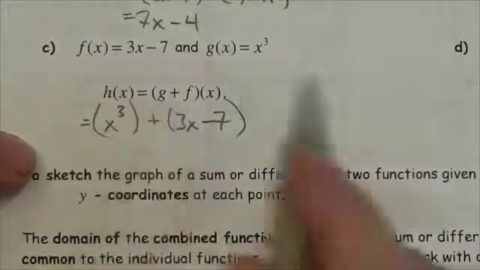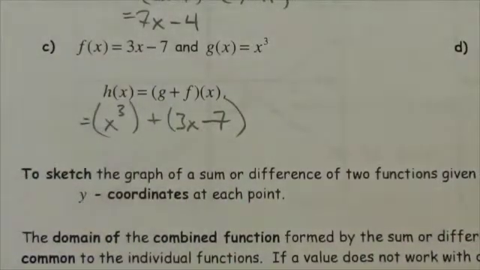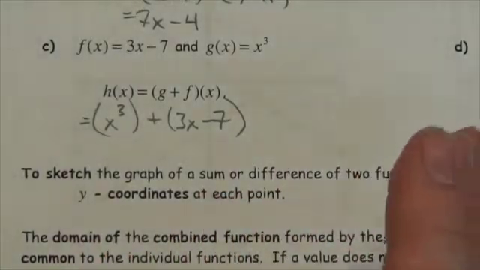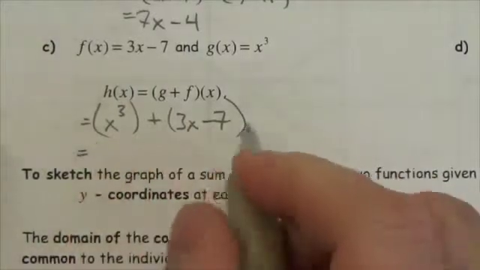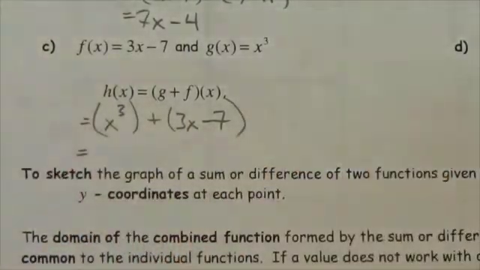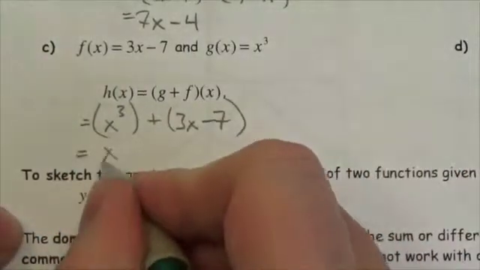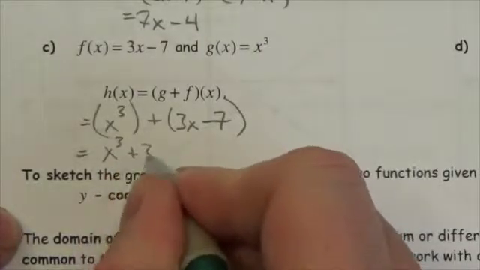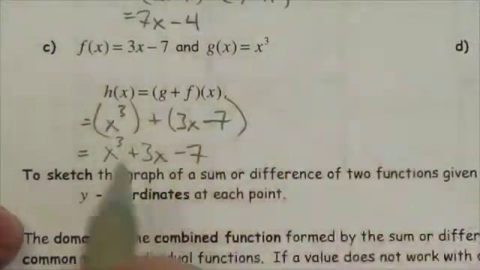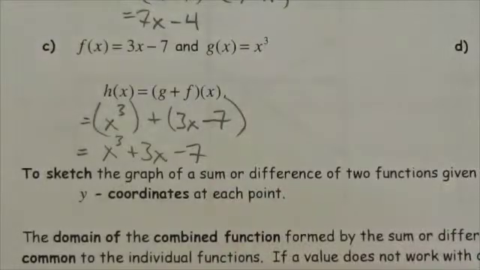Again, notice the order here is important. Okay. Now, for addition, order isn't important, but it is important for subtraction, so you might as well be leaving it in the proper order right here. Now, there are no like terms anywhere here, so when I drop the parentheses, I'm essentially just going to write x cubed plus 3x minus 7. It's probably the most straightforward one out of this group.